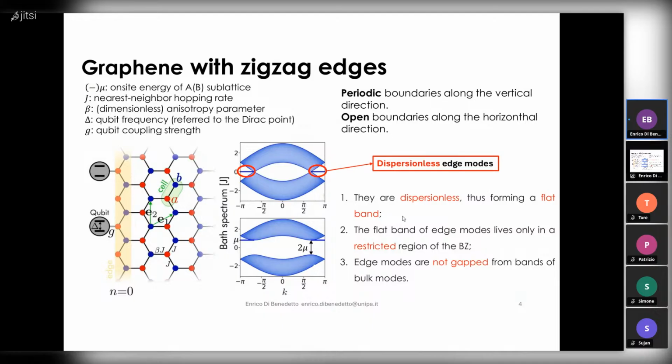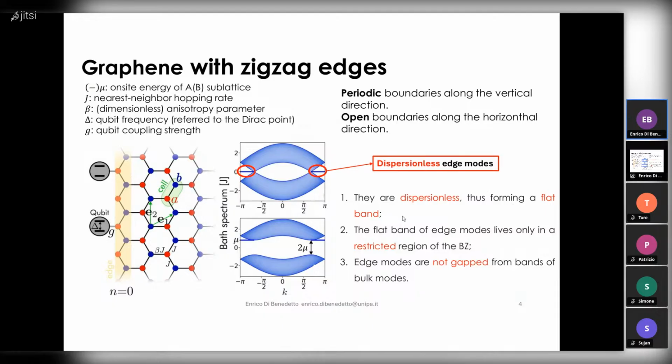Also, we call mu and minus mu the on-site energy of the A sublattice and B sublattice respectively. The effect of adding the on-site energy is just to open a gap in the spectrum of the system. So in the case which I will refer to as the gapless case, we have no on-site energy, so mu is equal to 0. You can observe the Dirac cones and the edge modes. When you open it up, so mu is different from 0, you have a gap, and your edge modes are shifted to the energy mu.